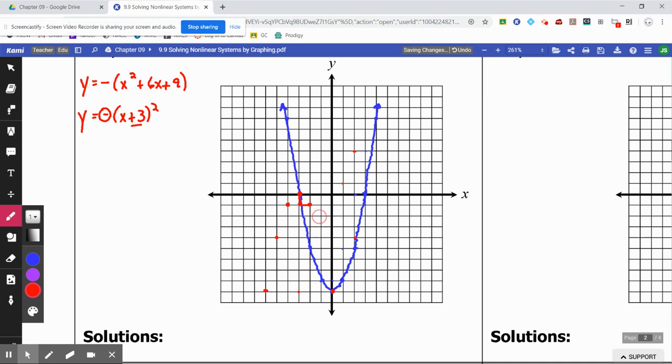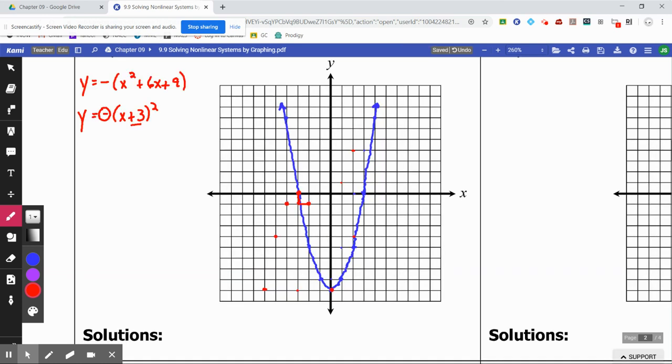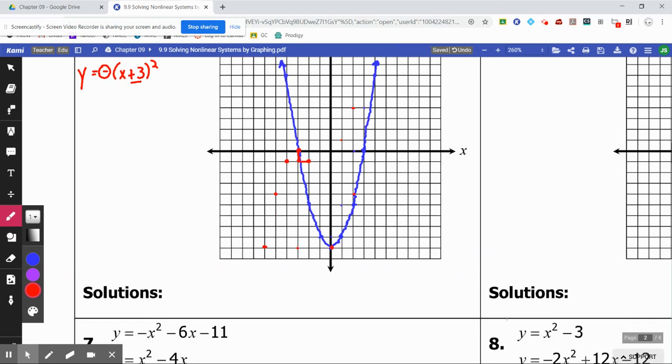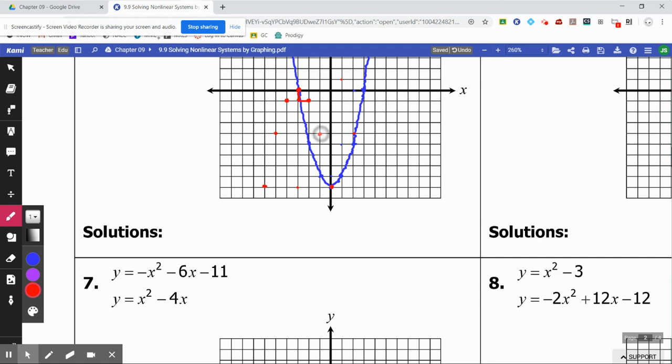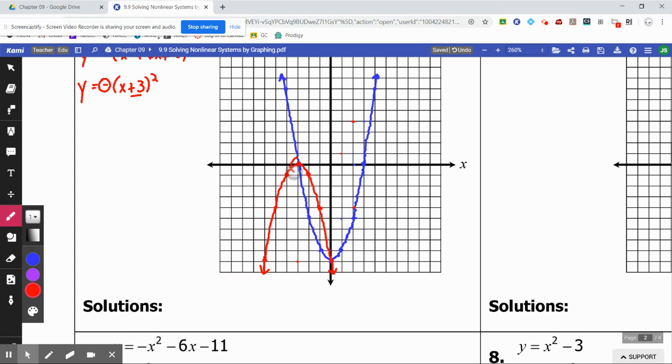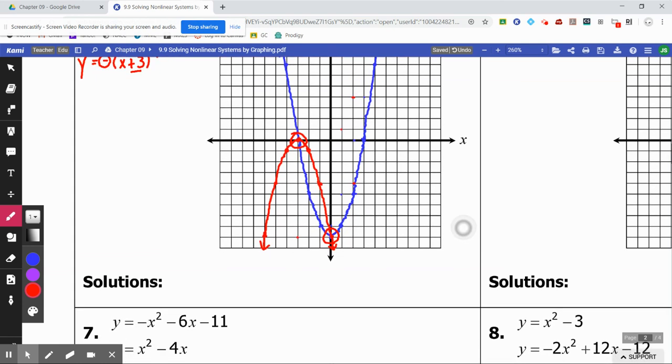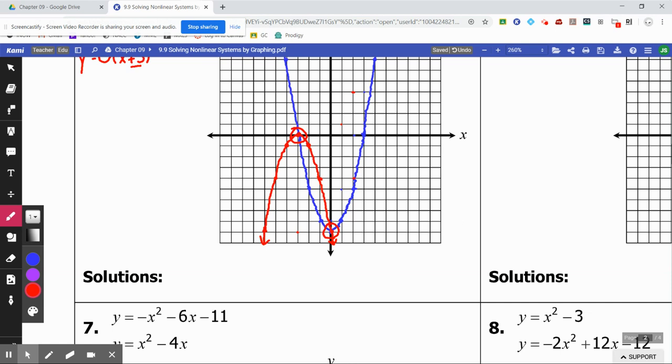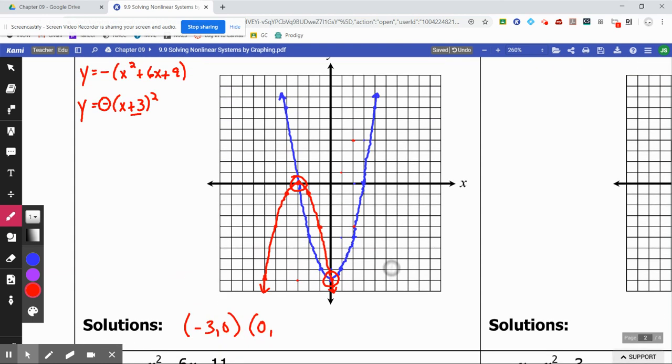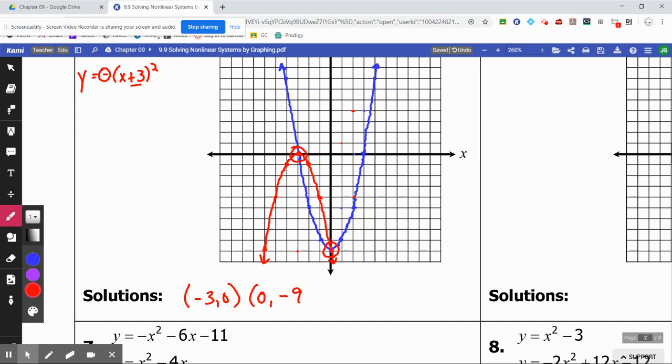Let me erase some of this mess that I just drew and connect our dots. And there's, again, our new parabola. So my points of intersection would be here and here. Actually, the 2 vertices on the parabola, the 2 parabolas. So one of them's at -3, 0. And the other one's located at 0, comma, I believe that was -9. There's your 2 points of intersection.